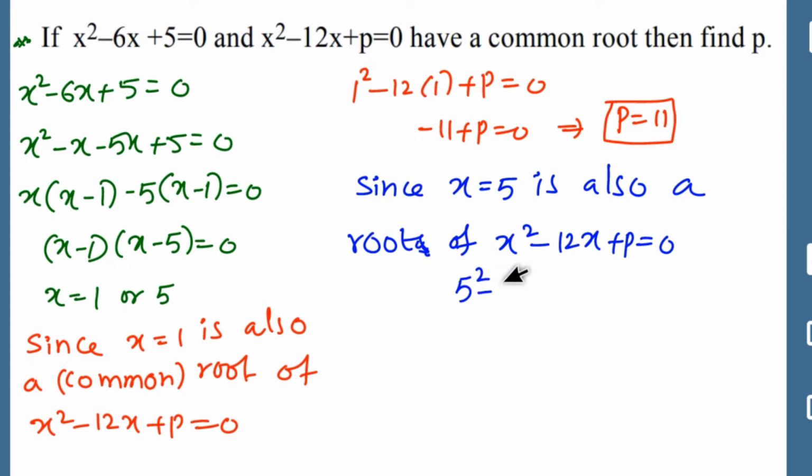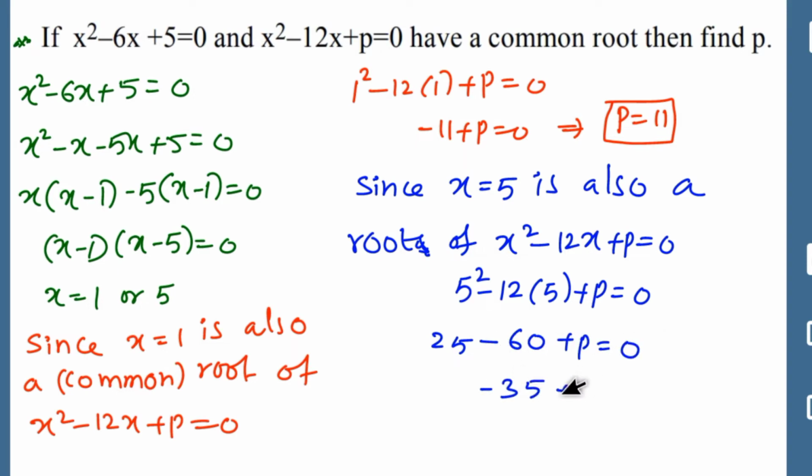5 square minus 12 into 5 plus p equals to 0. So 25 minus 60 plus p equals to 0. 25 minus 60 is minus 35, plus p equals to 0. What is p value? P equals to plus 35. So what are the values of p? One is 11, one is 35. Okay.